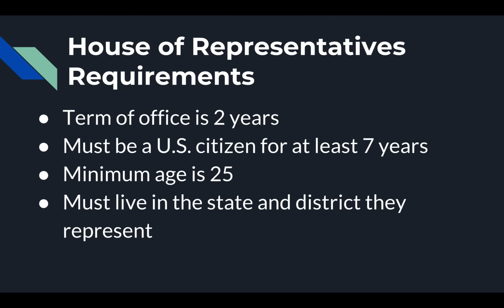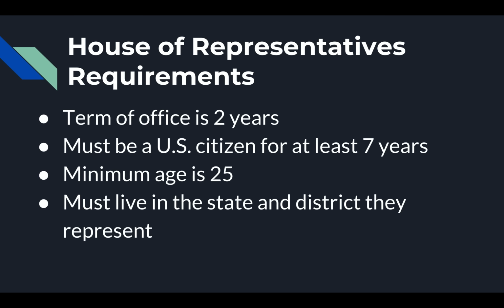So once elected to the House of Representatives, the term of office is just 2 years. So they're up for re-election every 2 years. And to run, you must be a U.S. citizen for at least 7 years. So you don't have to have been born in the United States, but you do have to have gone through the citizenship process and lived in the U.S. and been a citizen for at least 7 years. The minimum age to become a representative is 25 years old.